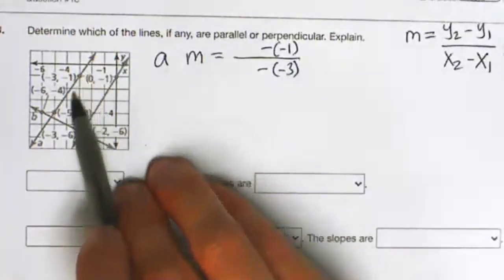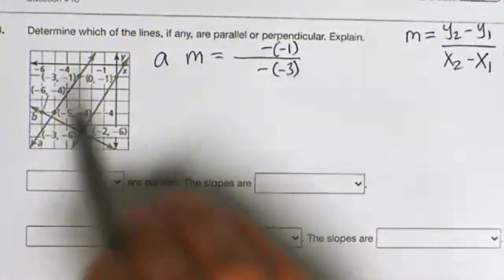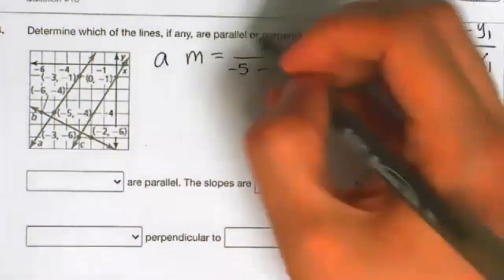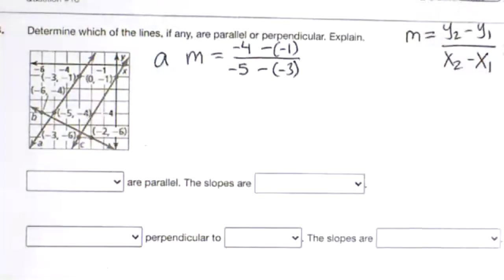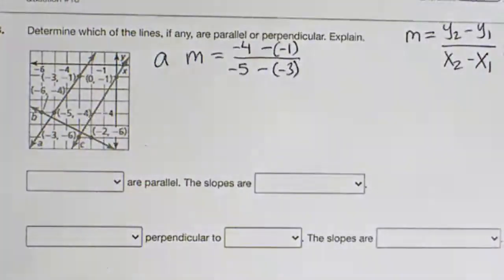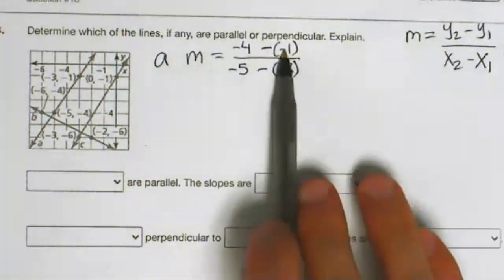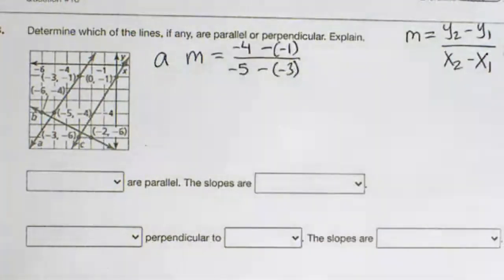Our second point is this one down here at -5, -4. So our x of -5 goes on the bottom, and our y of -4 goes on top, as every point is x and then y. The reason I didn't put the -4 and the -5 in parentheses is because they don't need to be, since there's nothing sitting in front of them. But I put the second ones in parentheses to make it clear that the negative sign is part of the formula, and that these are negative numbers is also included.